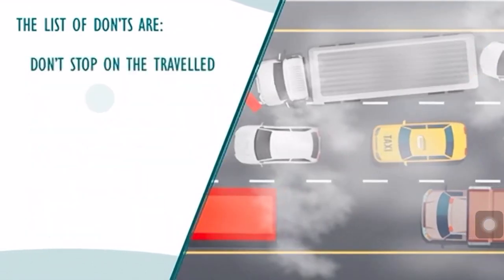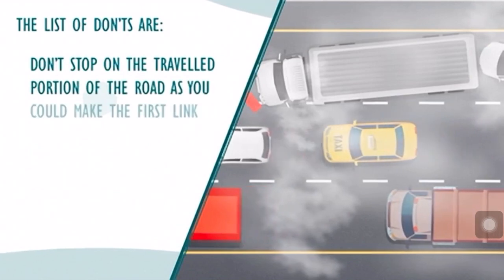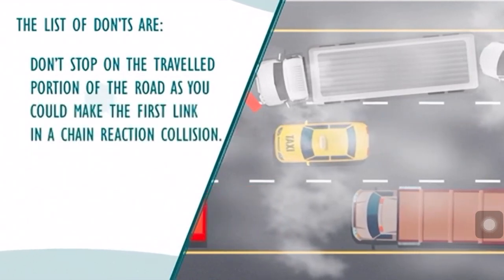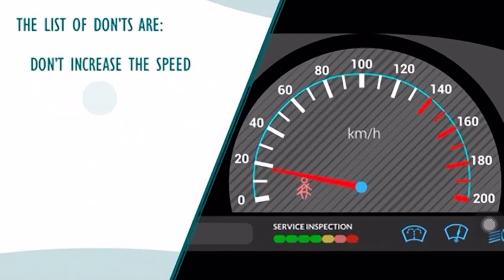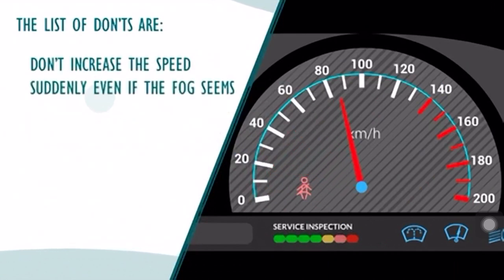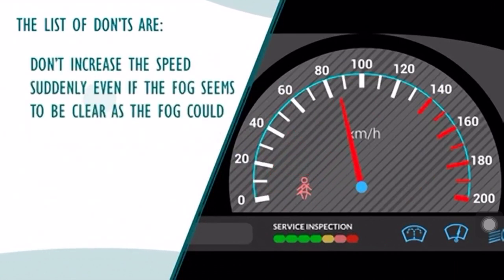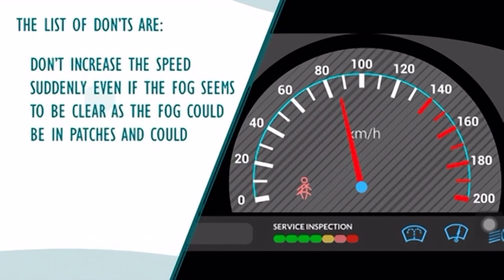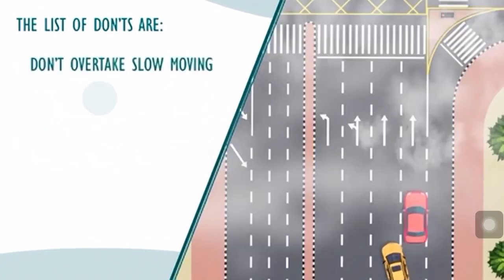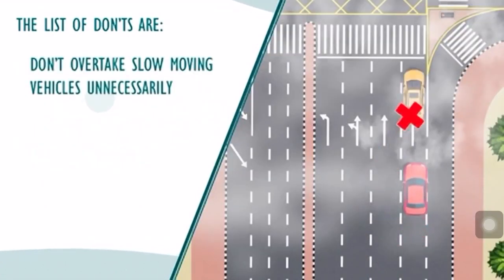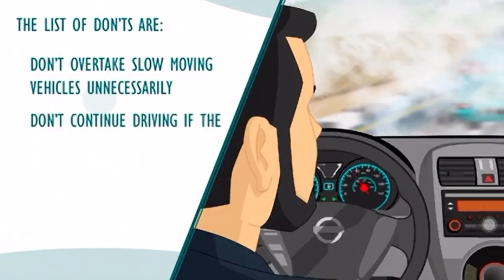Don't stop on the traveled portion of the road, as you could make the first link in a chain reaction collision. Don't increase the speed suddenly, even if the fog seems to be clear, as the fog could be in patches and could come back suddenly. Don't overtake slow-moving vehicles unnecessarily. Don't continue driving if the fog is too dense.